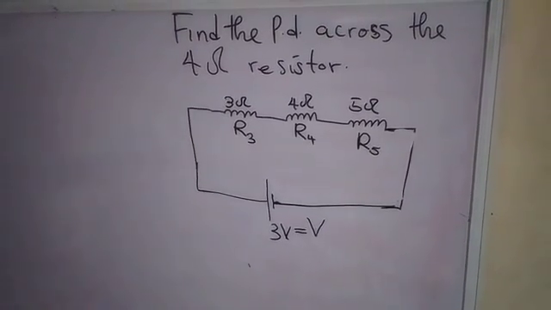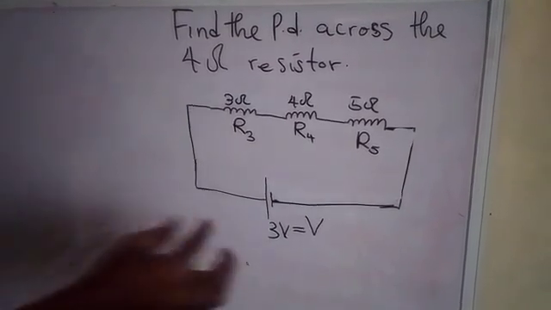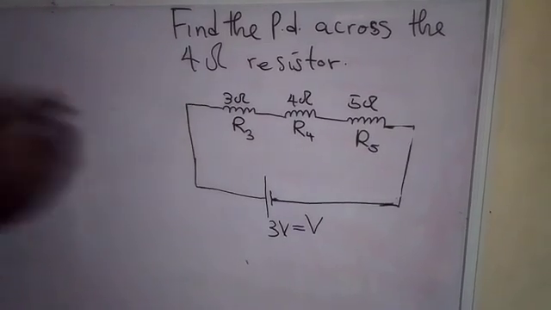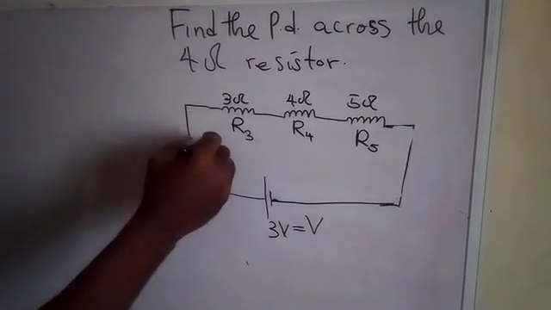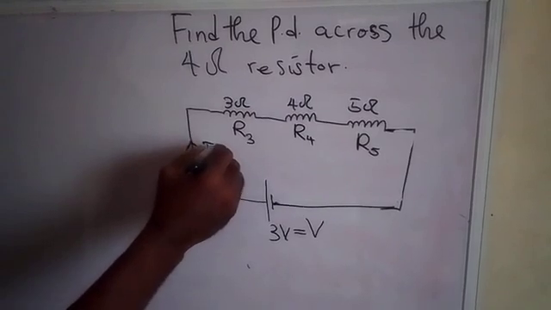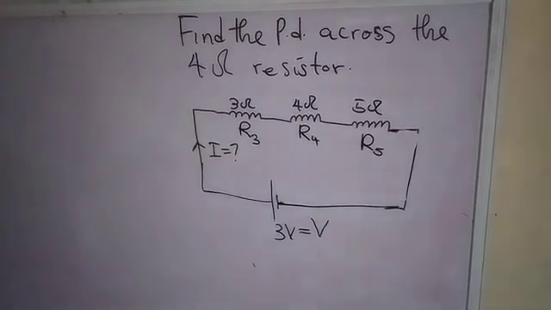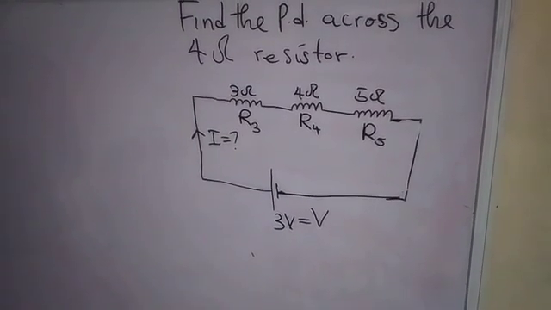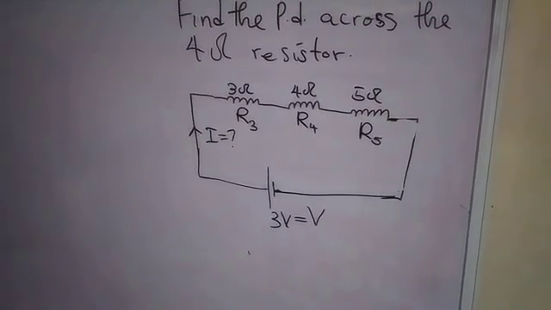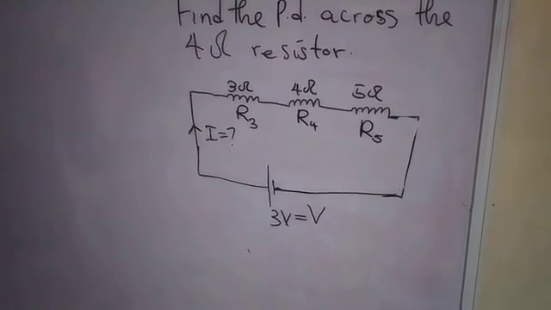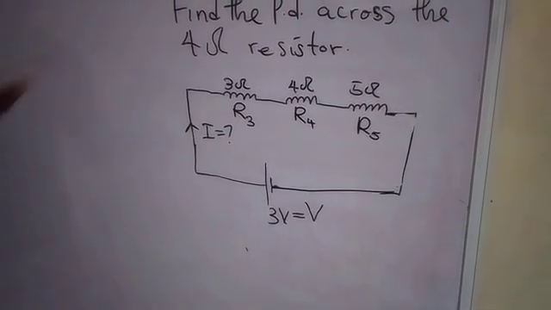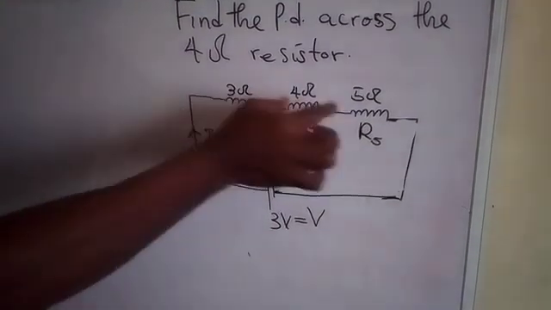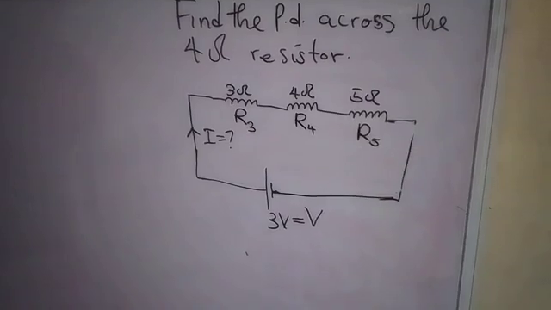The first thing you ask yourself is, I know the total voltage in this circuit. Do I know the total current in the circuit? No, I do not. Do I know the total resistance in the circuit so that I can easily apply Ohm's law? No, I do not know the total or effective resistance in the circuit. But I can find it. Why? I have the individual resistances in the circuit.